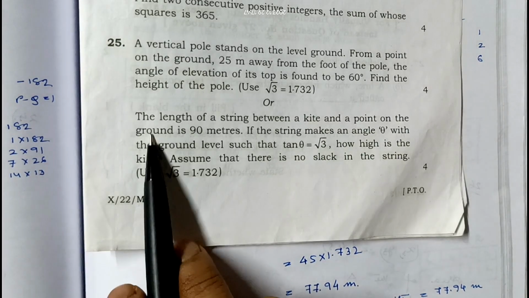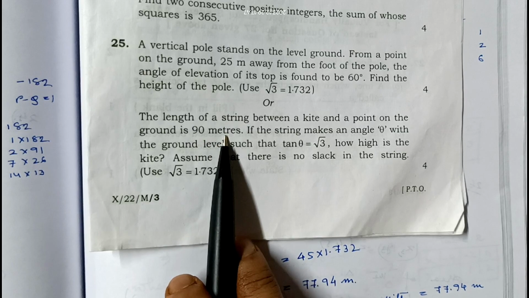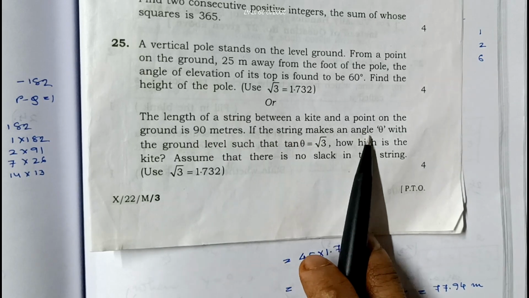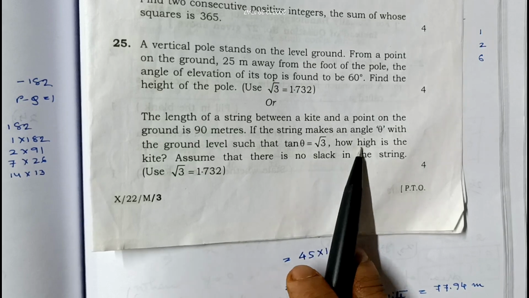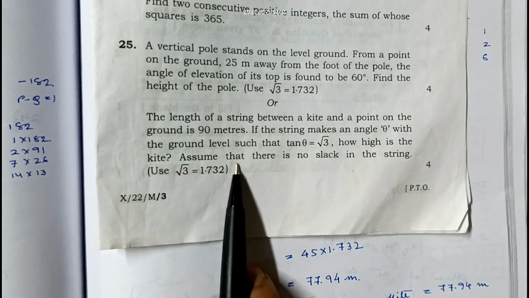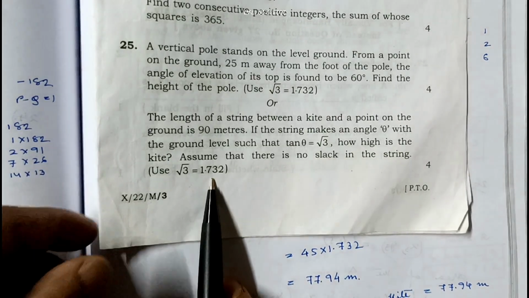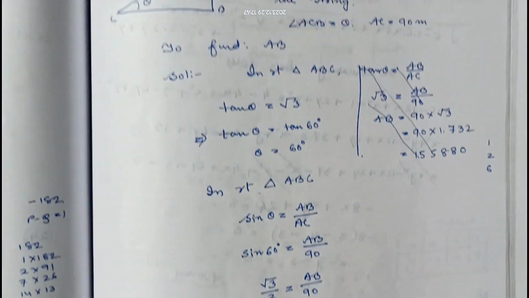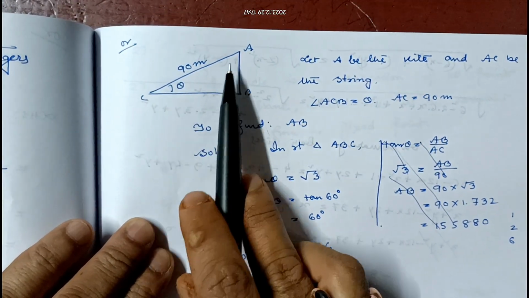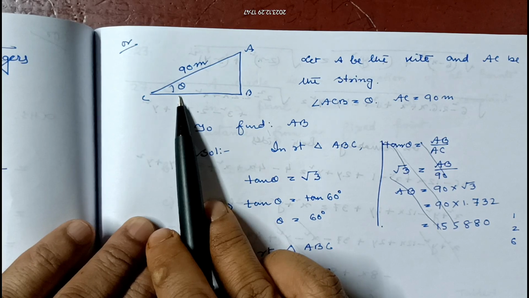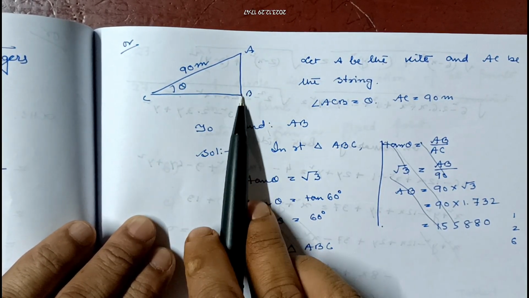In 25 second part, it is given the length of a string between a kite and a point on the ground is 90 meters. If the string makes an angle theta with the ground level such that tan theta equals root 3, how high is the kite? Assume that there is no slack in the string and we have to use root 3 as 1.732. Here, suppose A is the position of the kite and AC is the string. Here it is given angle ACB is theta and AC is 90 meter. We have to calculate the height of the kite, that is AB.